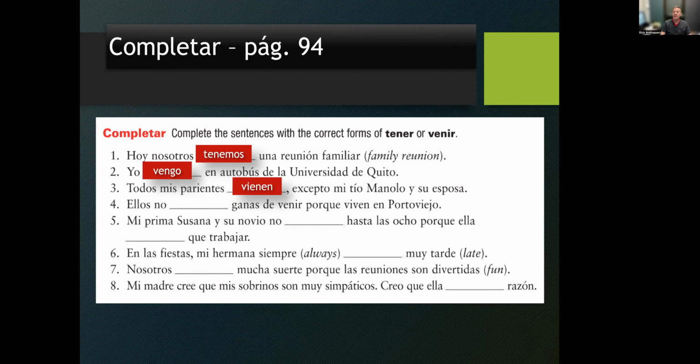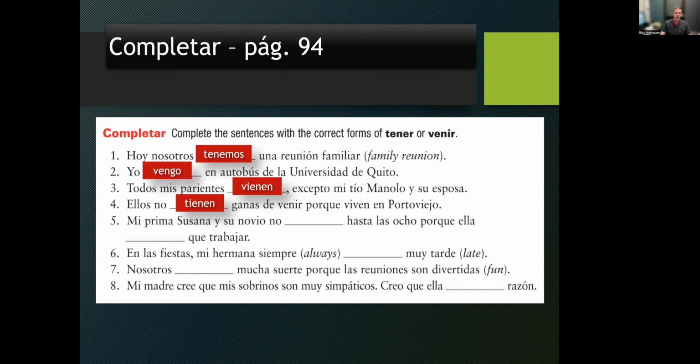Okay? Parientes is plural, and it's third person, it would be they, right? So third person plural, vienen. Número 4, ellos no tienen ganas de venir porque viven en Puerto Viejo. They don't want to come, they don't have desires to come because they live in Puerto Viejo.